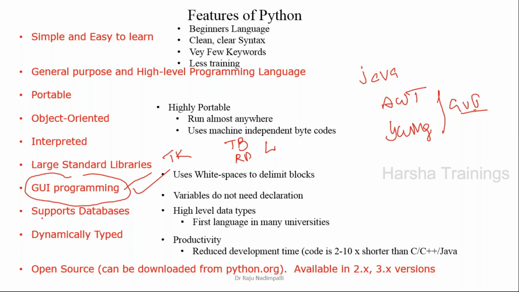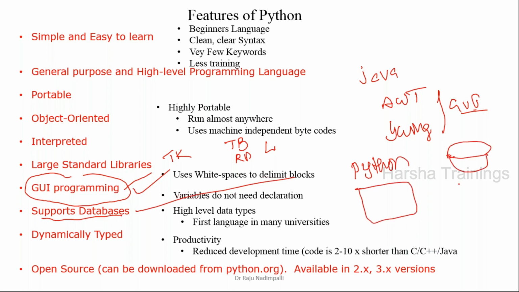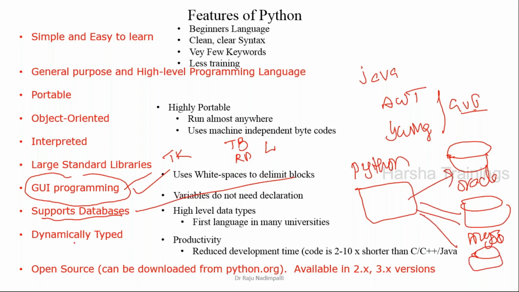Now, supporting databases. From my Python program, I can connect to Oracle. I can connect to MySQL. I can connect to SQL Server also. That means we can connect to any database. Now, dynamically typed language. I will discuss this point with beautiful examples in the next slide.